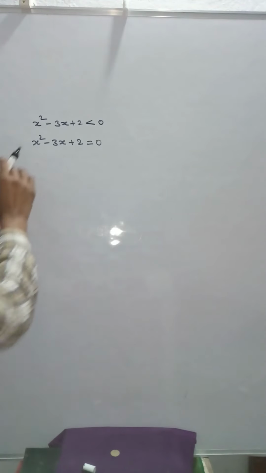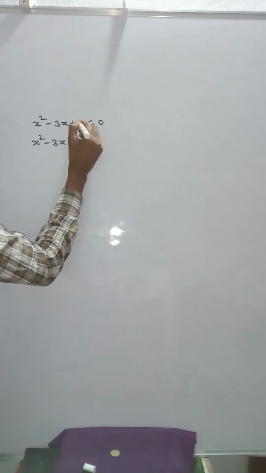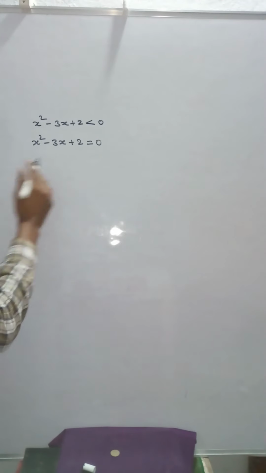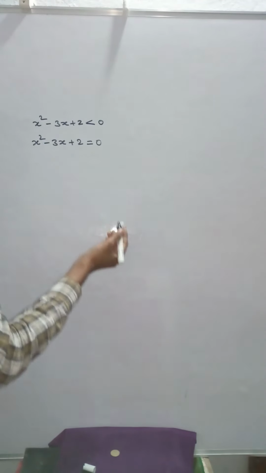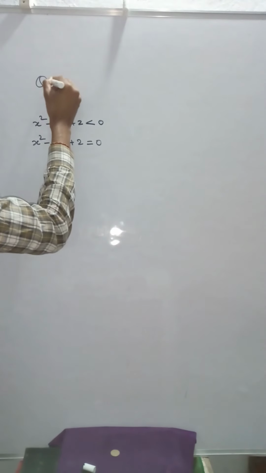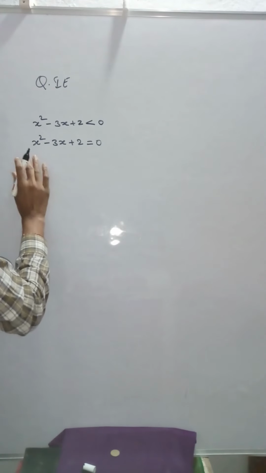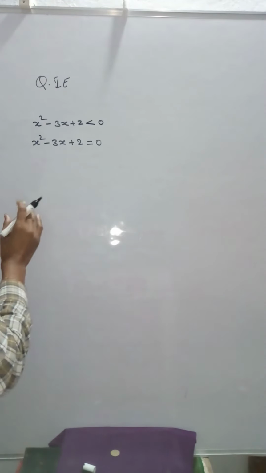We're going to learn about x square minus 3x plus 2 is less than 0. To solve this one, we compulsorily need to go for the equality. The topic is nothing but quadratic inequations. To simplify this, first of all we go for the equality sign.